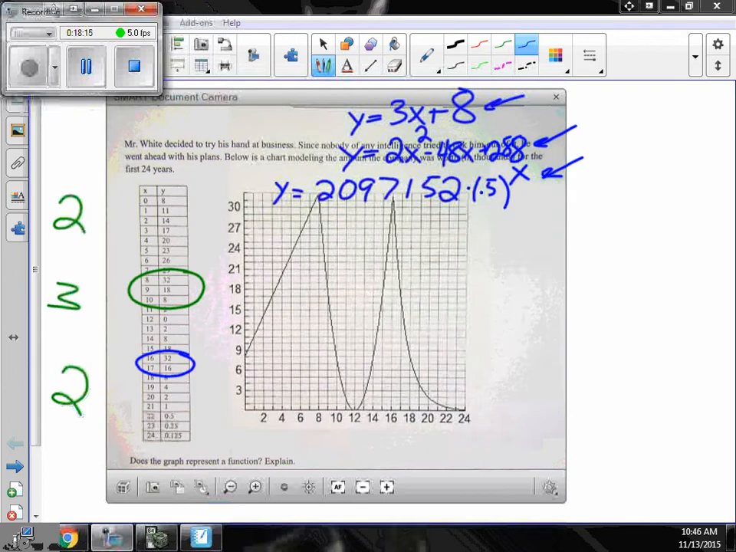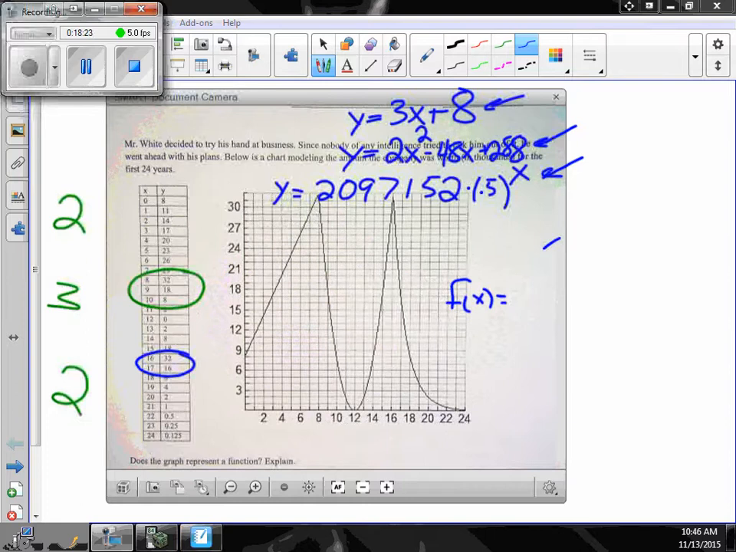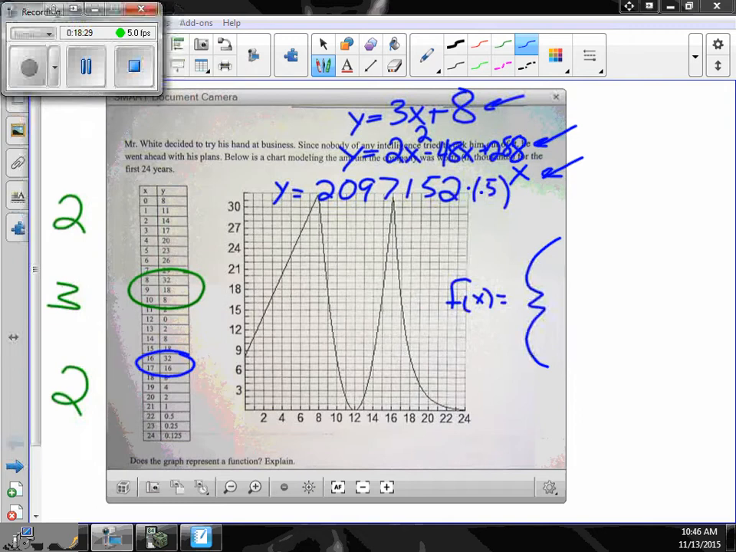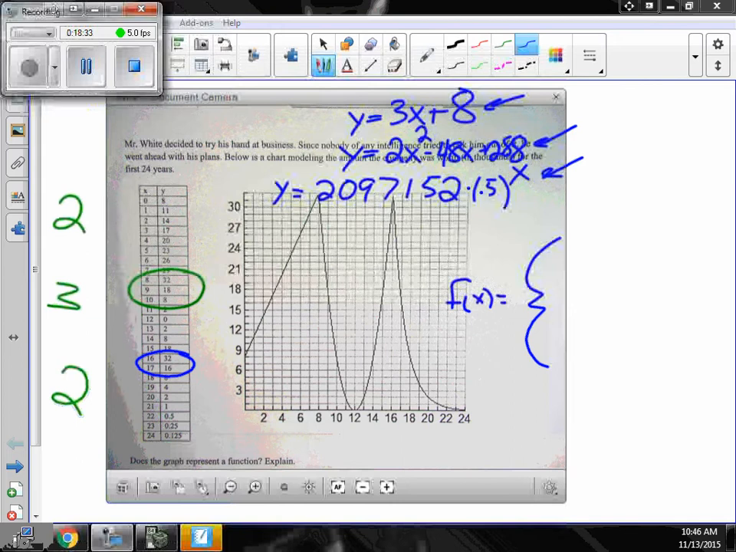So here's how you write a piecewise function, and leave yourself a little bit of room. So you write f of x equals, and then you write this big parenthesis. It's called a set notation parenthesis. It looks kind of funny. And then you list all 3 equations according to which one happens first. So if you look at the graph, which function do we see first? The linear. So I write 3x plus 8.